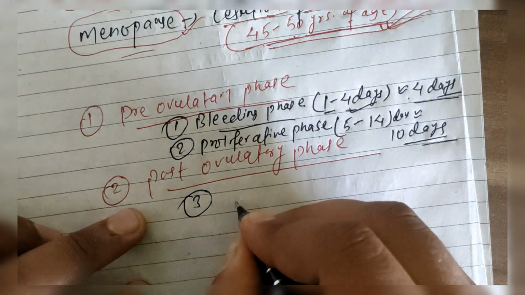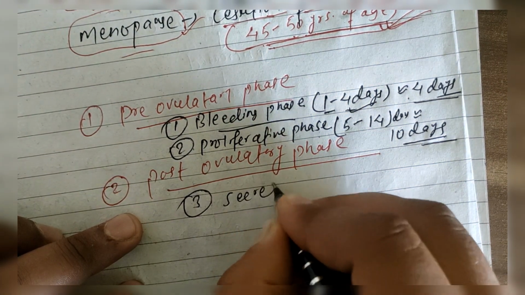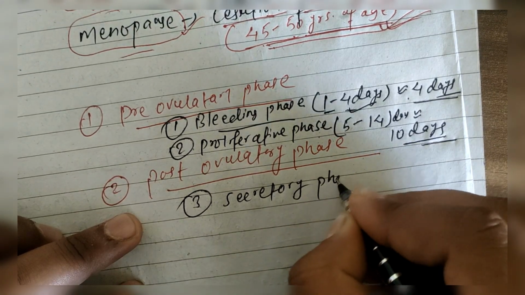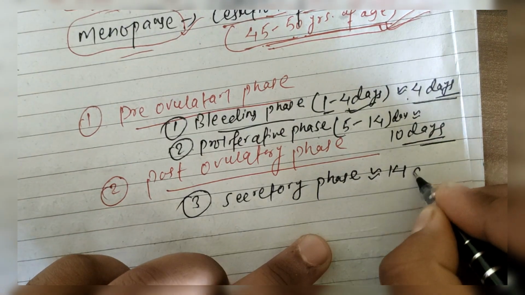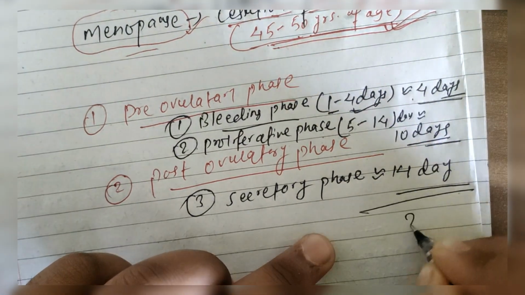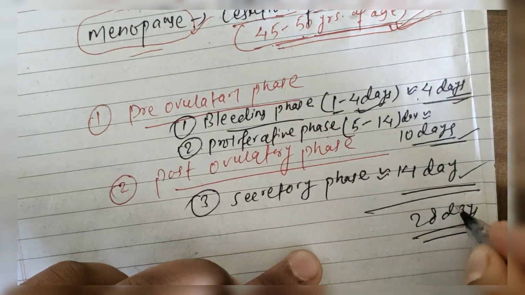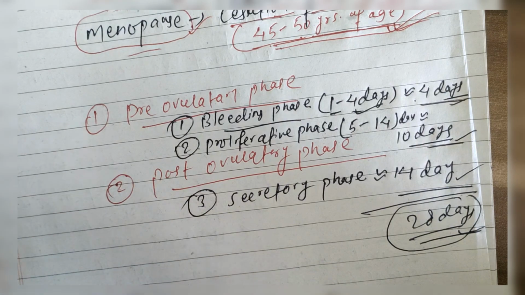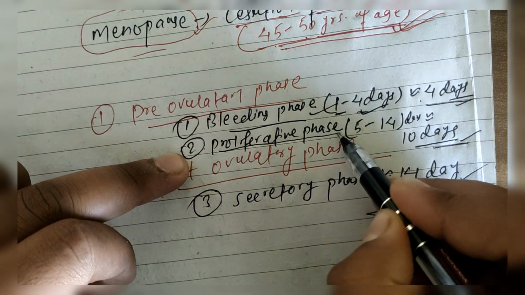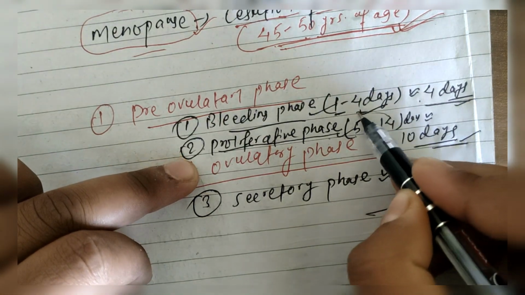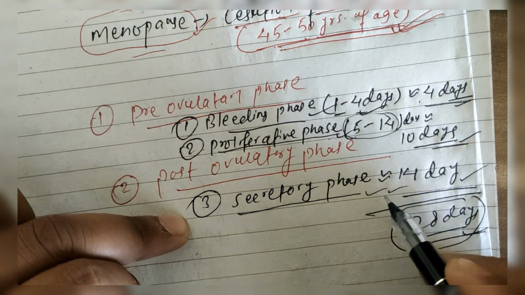And now post ovulatory phase. This is known as the secretory phase, and this is up to the 14 days. So total of 28 days: 4 days, 10 days and 14 days. Total of 28 days of menstrual cycle. Now in the bleeding phase, only bleeding occurs, and in the proliferative phase, at the last of this proliferative phase, ovum comes out, and in the secretory phase, the different hormones secrete.